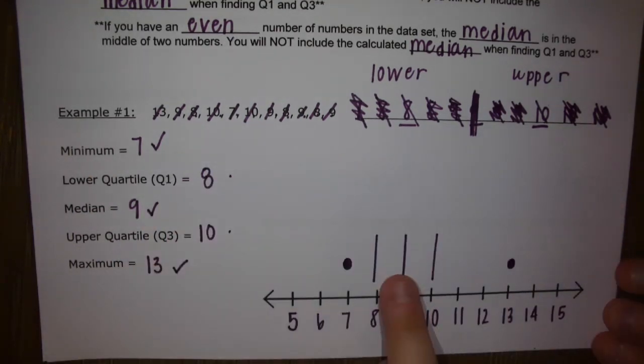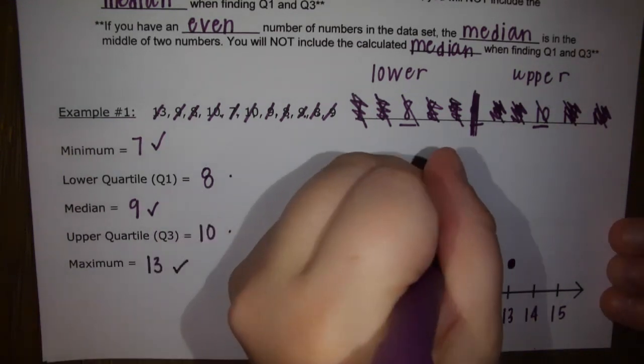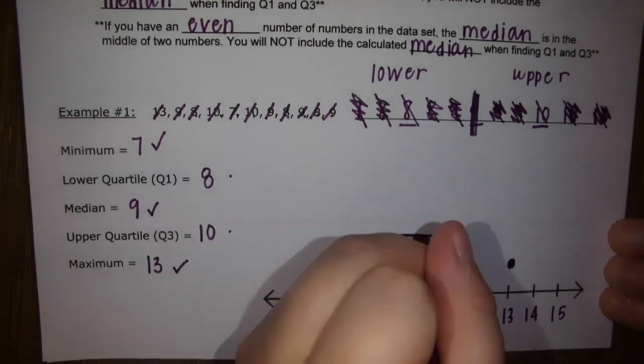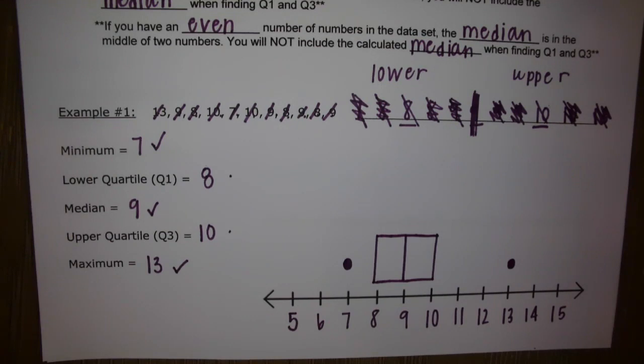So I have all of my items marked, but at this point, I know I'm creating a box plot and I don't see a box anywhere. So what I'm going to do is create my box. These 3 lines are going to help me do that. I'm just going to draw a line, connecting them. Perfect. Now I have my box.